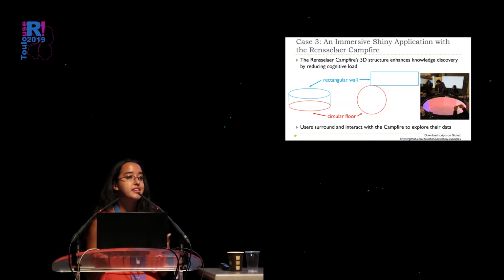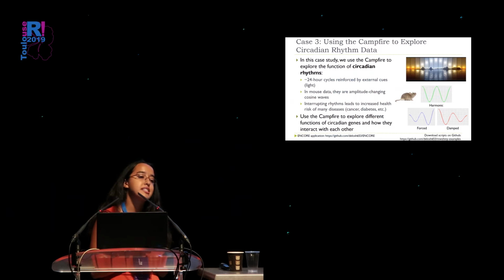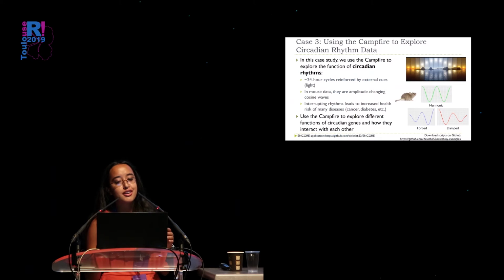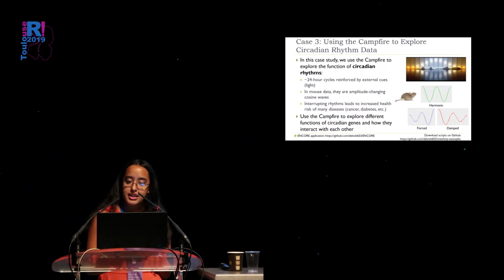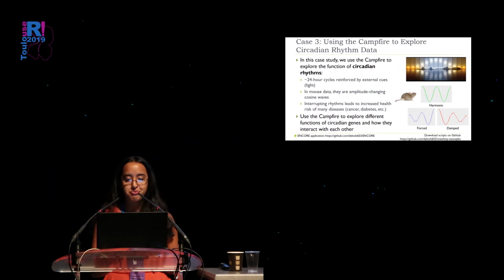That is, by having the ability to see data in a 3D fashion, it becomes easier to compare disparate sets of data. So using the Campfire, we're going to examine something that impacts the health of all of us, circadian rhythms. Circadian rhythms are roughly 24-hour cycles that are reinforced by external light cues. In data from organisms such as mice, they look like cyclic cosine waves that can change amplitude over time, which we can categorize based on that amplitude change.